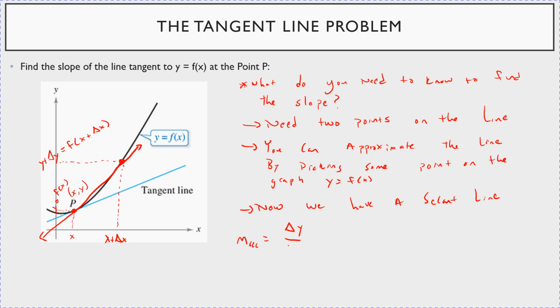Well, what is my change in y? This is my second y value, f of x plus delta x, minus my original y value, which is just f of x, all over delta x. So it would be x plus delta x minus x, and you can see that the x's cancel out. And this is what I have.